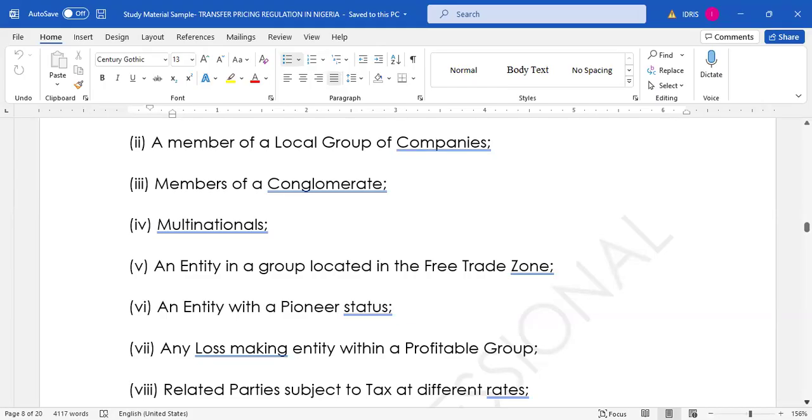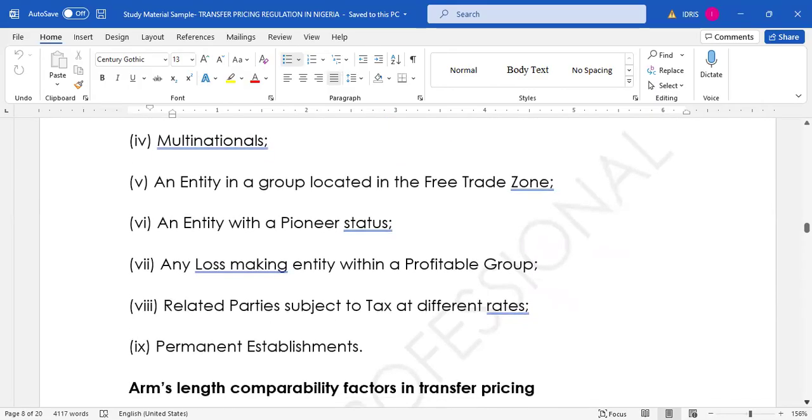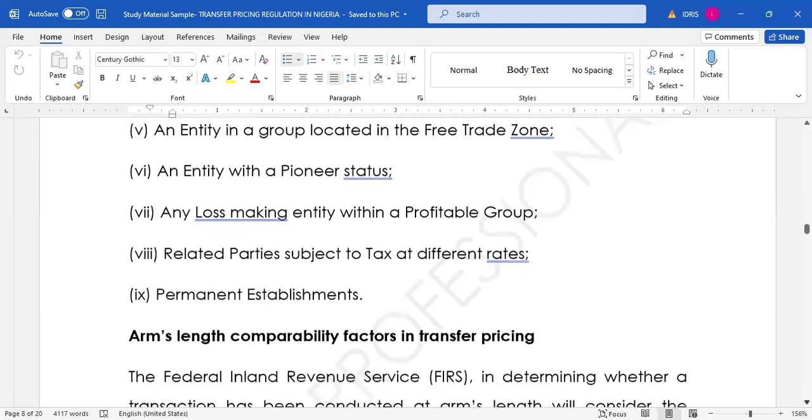An entity with pioneer status, too, is a connected person. When you are given pioneer status, like we said previously under the topic of pioneer incentive, you are not expected to pay tax within 3 years. Within that 3 years, because you don't want to pay tax, you may engage in unethical transfer pricing dealing. So all these are examples of connected persons transactions.